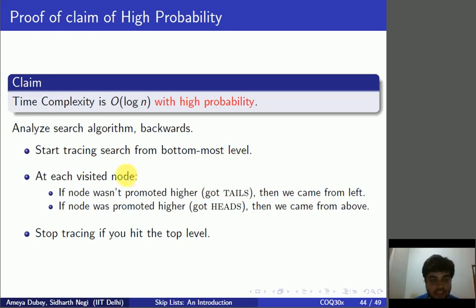So at each visited node, if the node wasn't promoted higher, that is, if we got a tails there, then we came from the left, obviously, because there's no node above it. But if the node was promoted higher, that is, we got a heads on that, then we came from above. So we keep going up, and we stop tracing if we hit the first level.